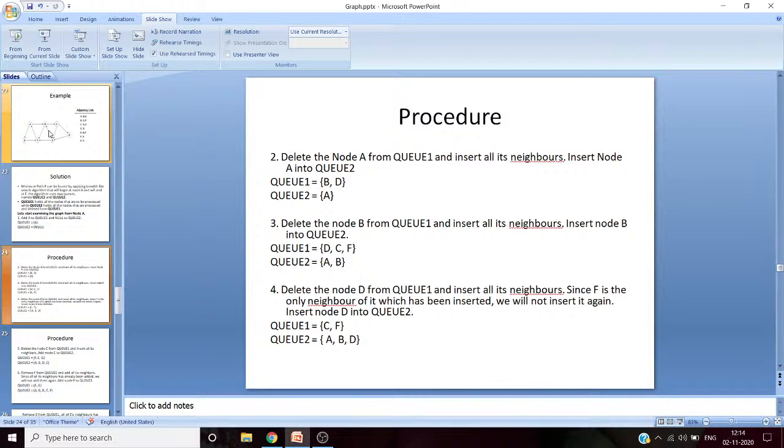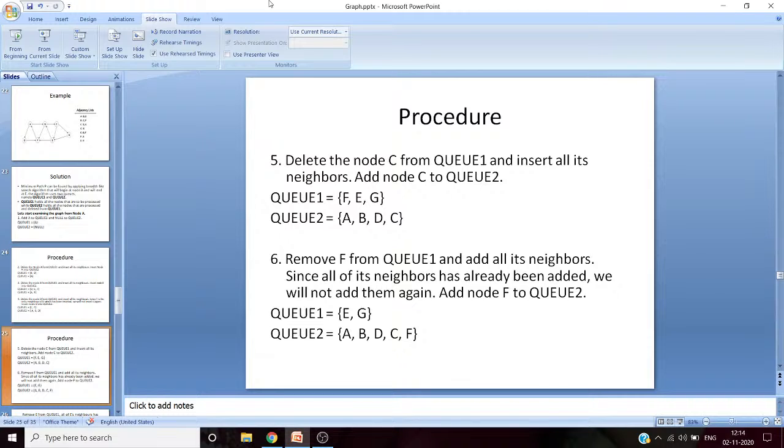Next in the row is D. D has only one neighbor, which is F, which already exists in Q1. So there is no point in inserting a new node F, it is already there, right? So we are inserting D in Q2 and C and F are remaining in Q1. Next is C. C has E and G as its neighboring nodes. E and G will be inserted in Q1 and C will be inserted in Q2.